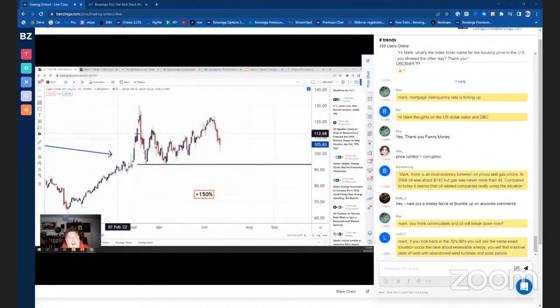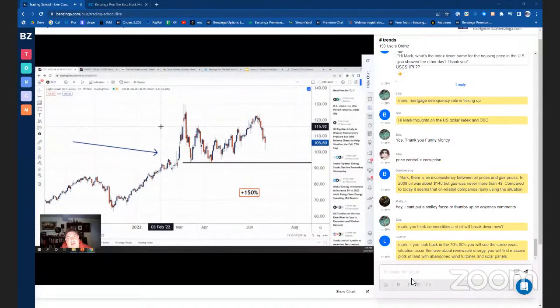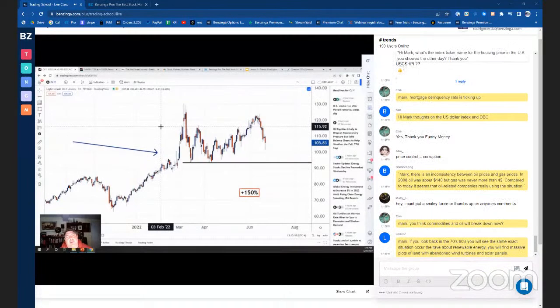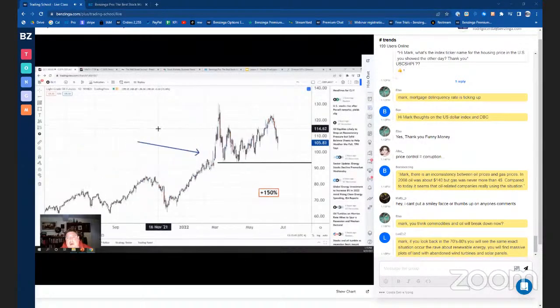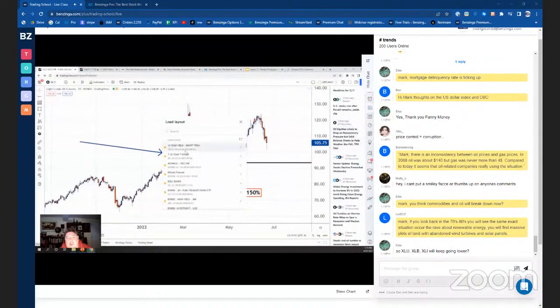I don't know, Boris. I don't know if it has to do much with refineries, but I don't remember gas prices being that high back then. I remember oil prices being high. Do you think commodities and oils will break down now? Well, it's kind of looking like they're starting to in a lot of ways.